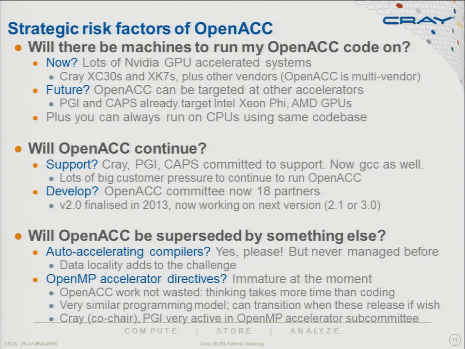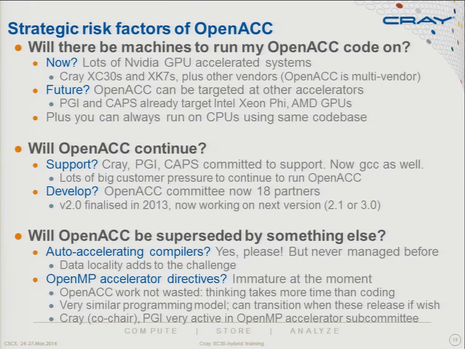What about the future? Well, OpenACC is a higher level programming model. It can be targeted not just at NVIDIA GPUs, and PGI and CAPS already provide support to target Intel Xeon Phi or AMD GPUs. The Cray compiler doesn't do it, mainly for the reason that we don't supply AMD GPUs. We only package NVIDIA GPUs, so that's been our emphasis.